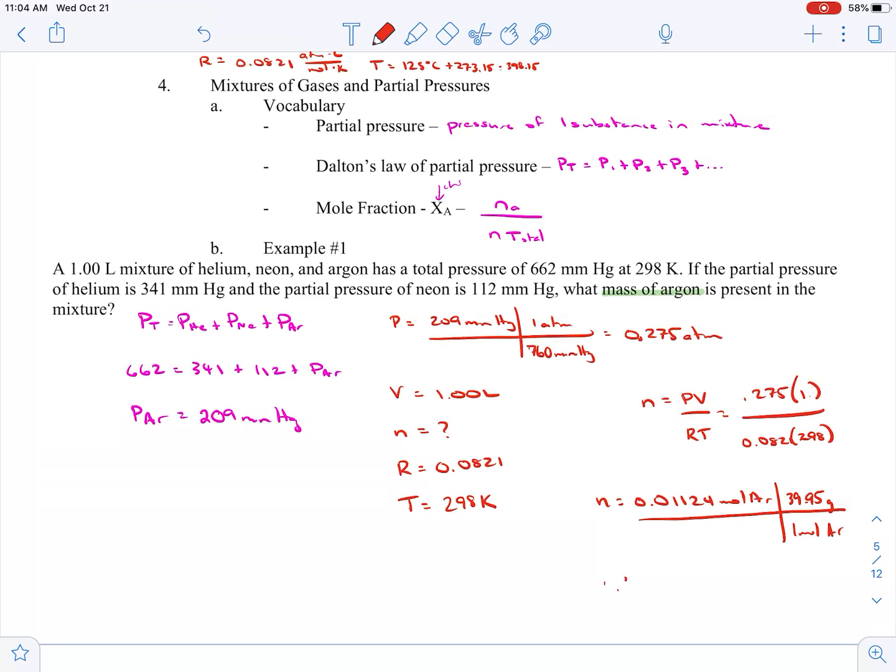Wow, that's not right. Okay, we'll try that again. 0.449 grams of argon. We're actually going to stop here on this video, and we'll pick up the rest of it in the next video. Okay, thanks.